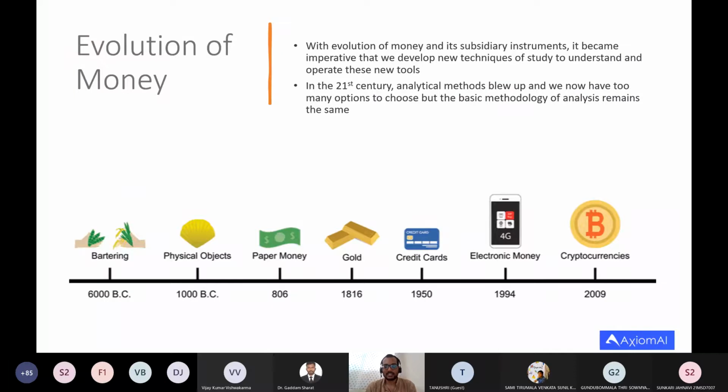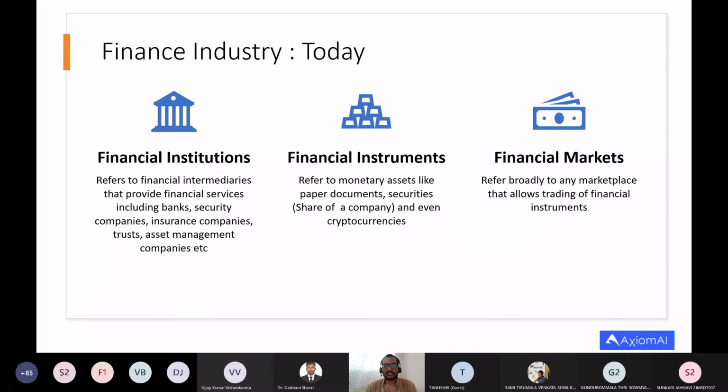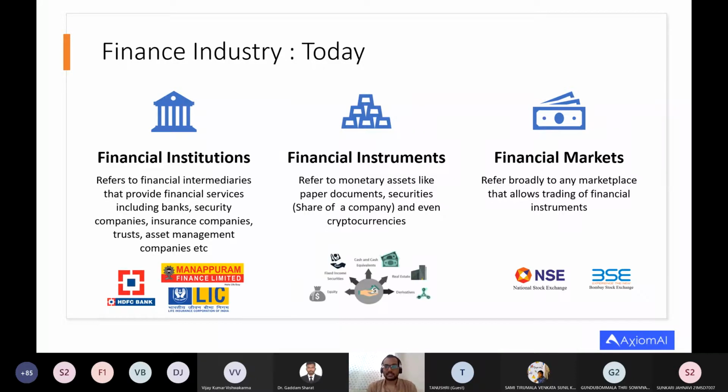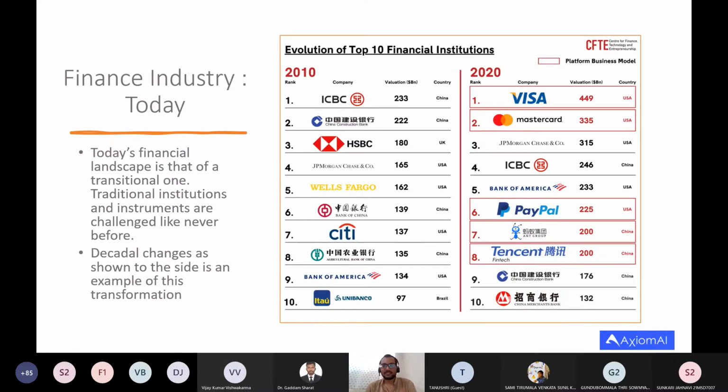This is a very basic thing which you have learned in school also. How to categorize what kind of players or tools there are: institutions are the players, markets are the places, and instruments are the tools. These are very generic examples. And then, as an example, we have seen how transformational the finance industry is. It's going through a phenomenal transformation.